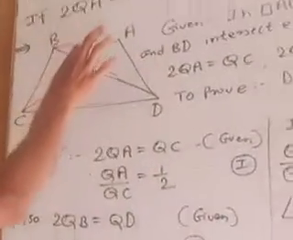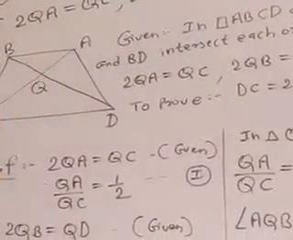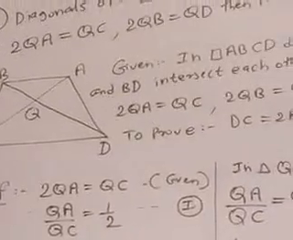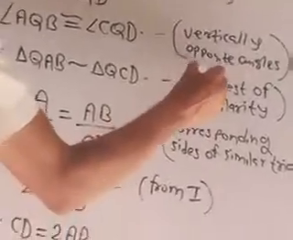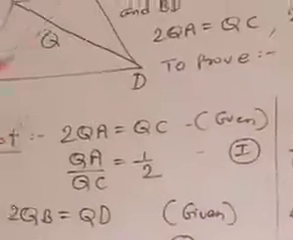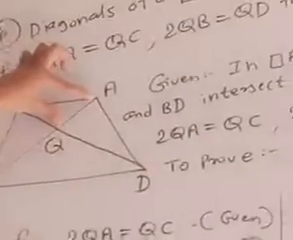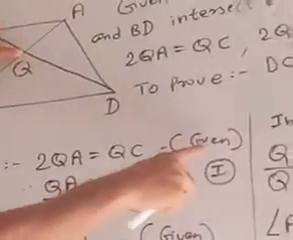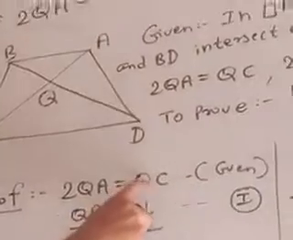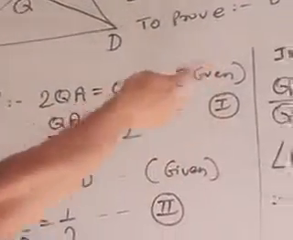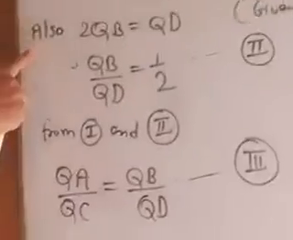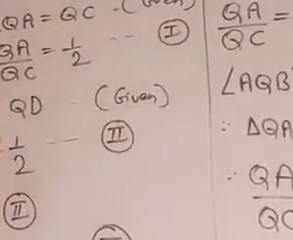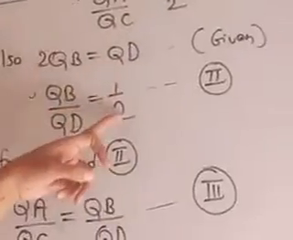So these two triangles are similar by the SAS test. So by the SAS test we can prove that these two triangles are similar. Given 2QA equals QC. Therefore, QA upon QC equals 1/2. Equation 1. Also, 2QB equals QD. That is given. So QB upon QD equals 1/2. Equation 2.